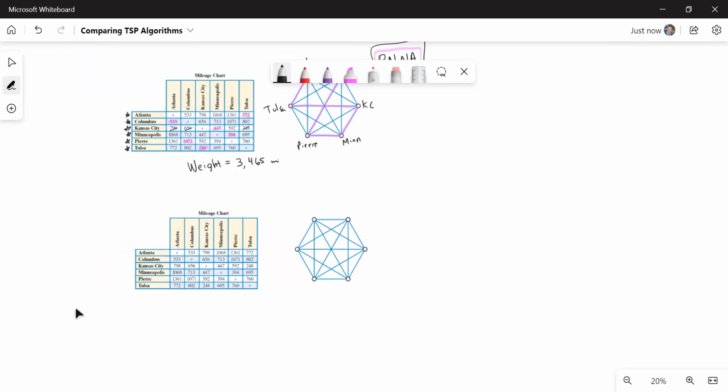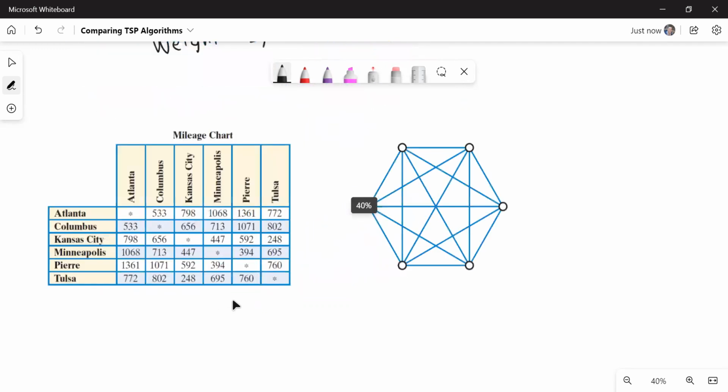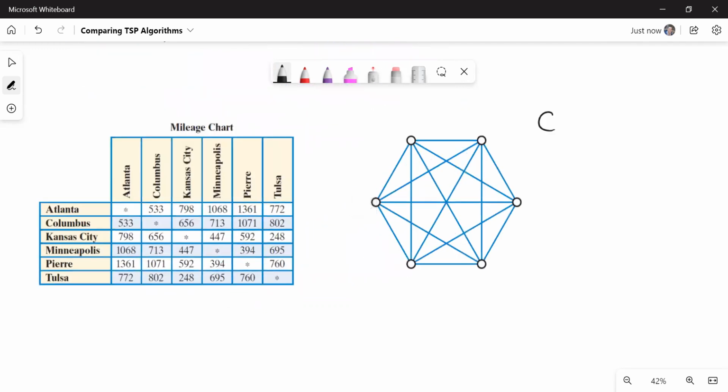Okay, in our last technique that we're going to compare, we're going to look at cheapest edges. In this method, we don't worry about a starting city. We really just are grabbing the cheapest edge. We want to focus on this triangular part. Now, the very smallest of these numbers is the 248. So I need to first put my cities around here.